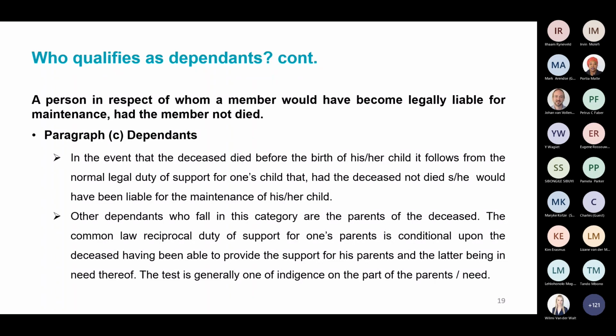There's also authority that the need of the parents would be sufficient to make that parent have that dependence on the child. So that would be the sufficient threshold to be met for a parent, for example, to also be a dependent in terms of Section 37C of the Act.